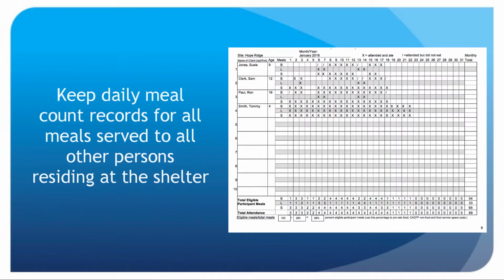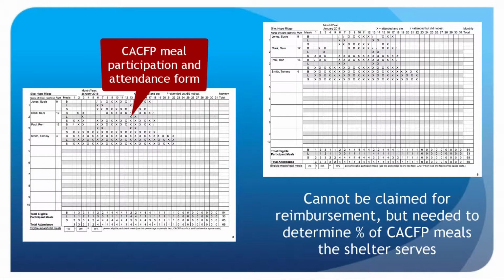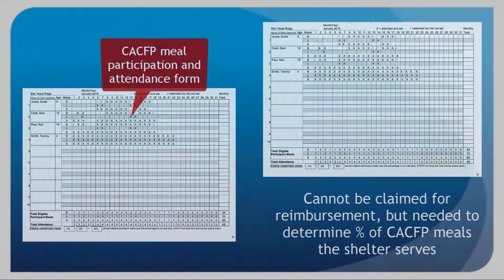Also keep daily meal count records for all meals served to all other persons residing at the shelter. Keep this record separate from meals recorded for CACFP eligible participants. These meals cannot be claimed for reimbursement, but are needed to determine the percentage of CACFP meals the shelter serves.